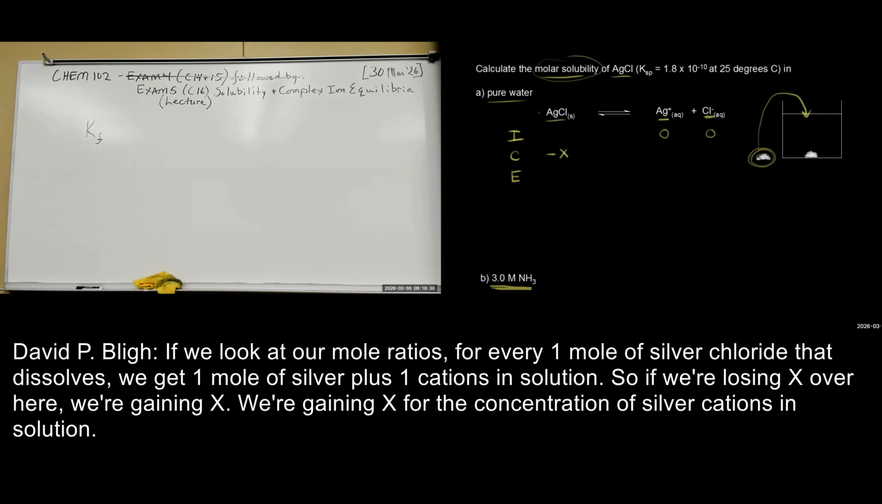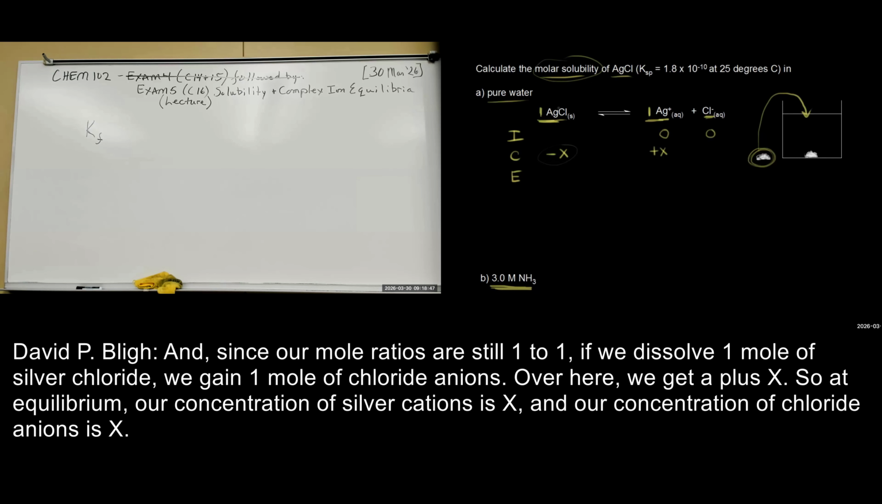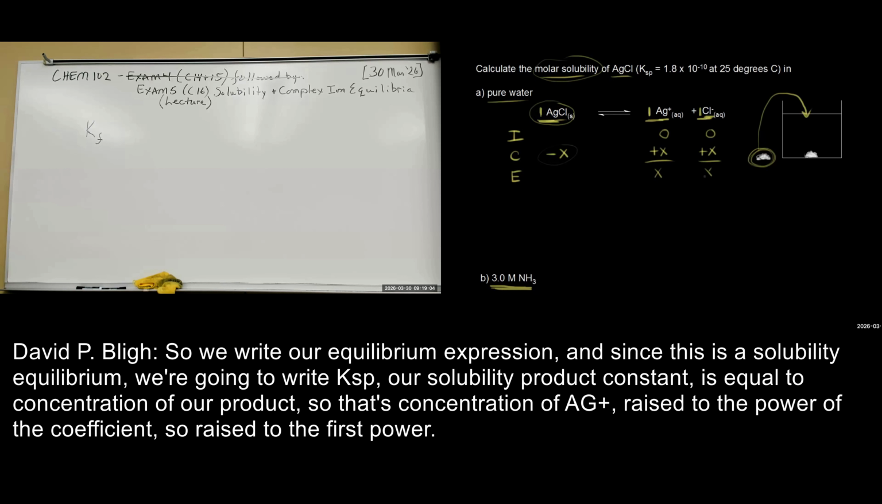So we're losing a certain concentration of our silver chloride. If we look at our mole ratios, for every 1 mole of silver chloride that dissolves, we get 1 mole of silver +1 cations in solution. So if we're losing X over here, we're gaining X for the concentration of silver cations in solution. And since our mole ratios are still 1 to 1, if we dissolve 1 mole of silver chloride, we gain 1 mole of chloride anions. So over here we get a plus X. So at equilibrium, our concentration of silver cations is X, and our concentration of chloride anions is X.